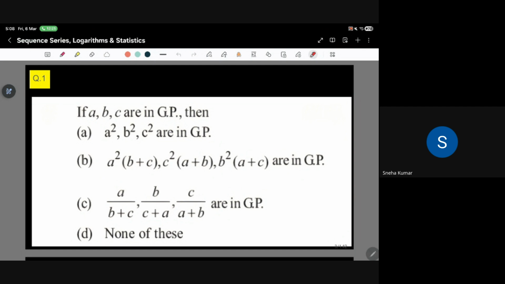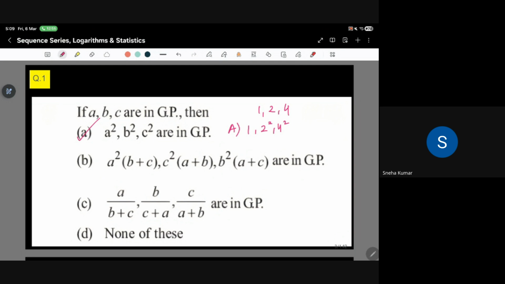I told you in the earlier classes also that if you are having a question of sequence, series or trigonometry, you can take the help of an example also. See, A, B, C are in GP. So the simple numbers which are in GP are 1, 2, 4. So just check which option satisfies this. Option A: 1 square, 2 square, 4 square. So 1, 4, 16. They are in GP. So option A is correct.